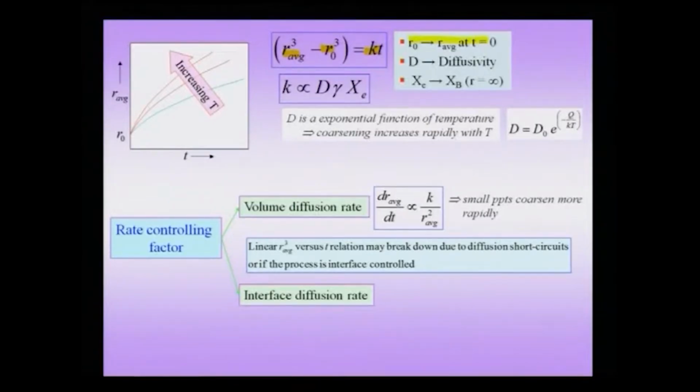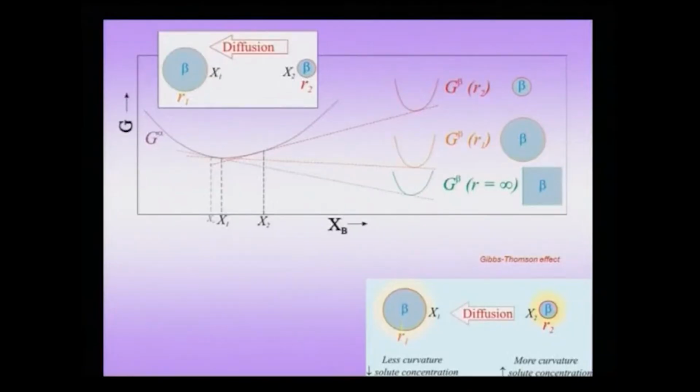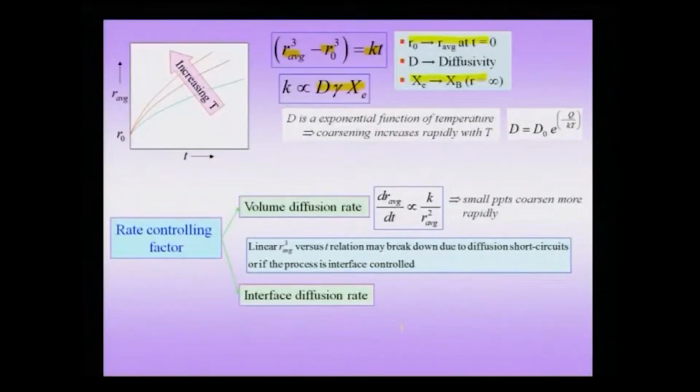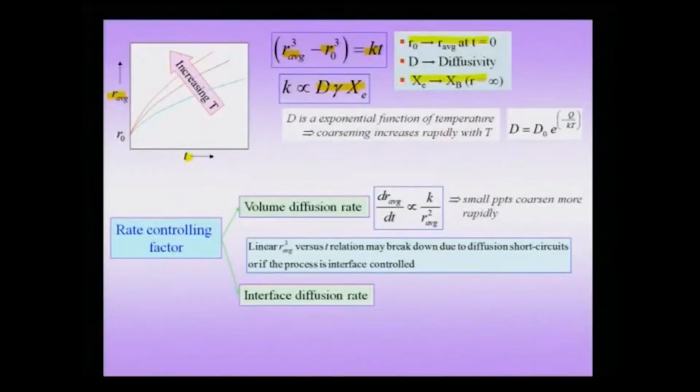And this constant k is directly proportional to the product of the diffusivity, the interface energy, and the equilibrium concentration x c adjacent to the precipitate, which we have seen already how to look up from the common tangent construction. This implies that with increasing time, the average precipitate size increases, and the diffusivity goes as an exponential with temperature, D equal to D 0 exponential minus Q by k T. That implies that at higher temperature, the rate of coarsening is going to be much faster.